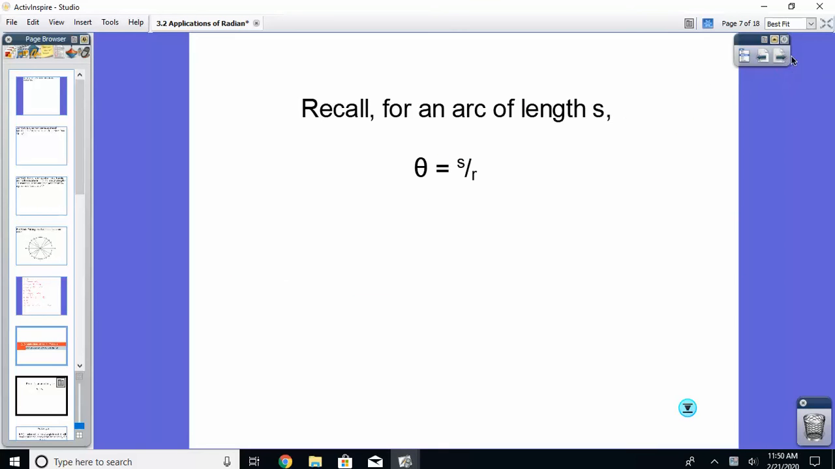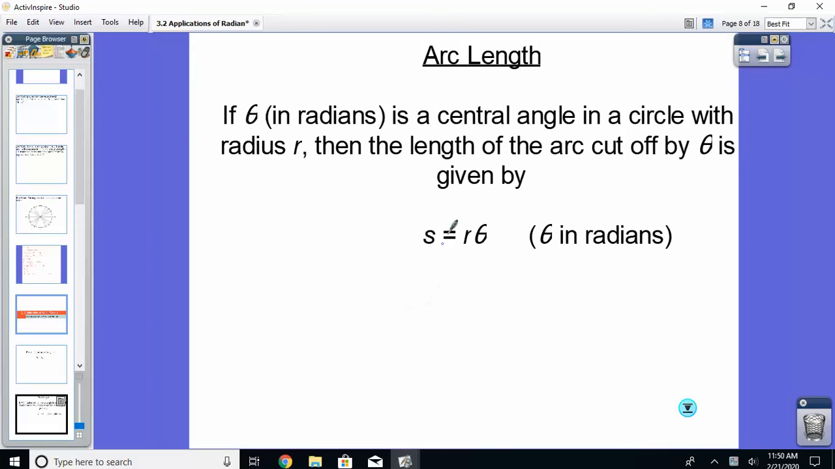What we talked about yesterday, we did theta equals S over R. So if you flip that around, if you just multiply your R over, that means that S is equal to R theta. In other words, if you are trying to find the arc length, the distance traveled on the outside of the circle, you just have to take your radius times your angle. But the angle has to be in radians for that to work. Okay? So that's the same formula from yesterday, just flipped around, and that gives us the arc length formula.